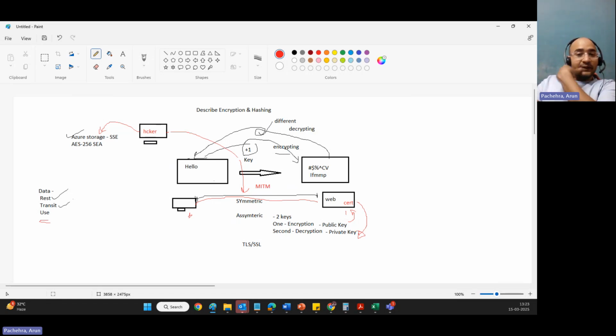Let's take an example: Azure Confidential Computing ensures that data remains encrypted even while being processed. So what they use is a TEE, Trusted Execution Environment, such as Intel SGX or AMD SEV. So only an authorized application can decrypt and process data inside a secure enclave.